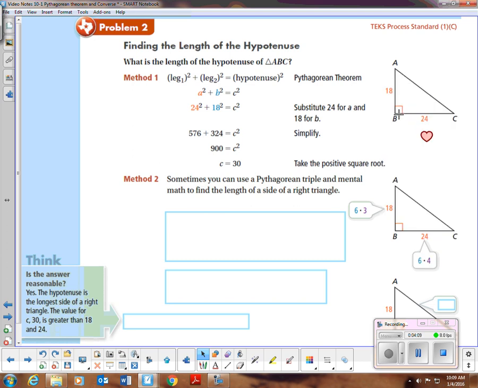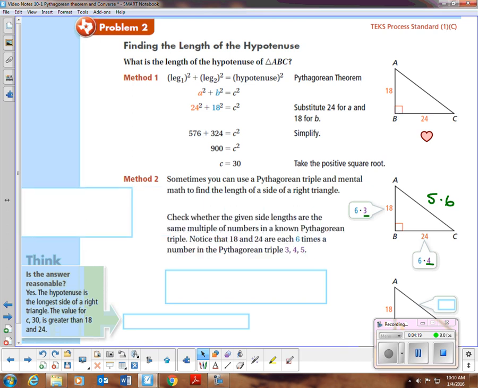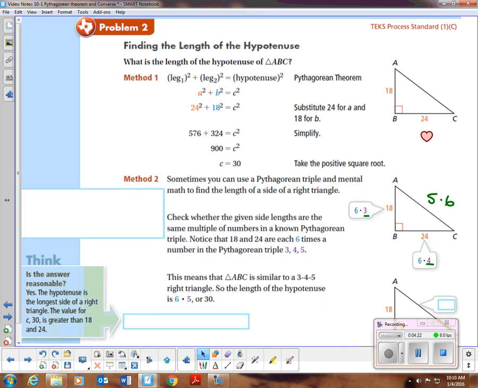Well, if that's 6 times 3 and that's 6 times 4, this is a 3, 4, 5. So if I do 5 times 6, I have the same answer that I would have gotten if I did it with Pythagorean theorem. So does that work all the time? Well, no, not all the time.